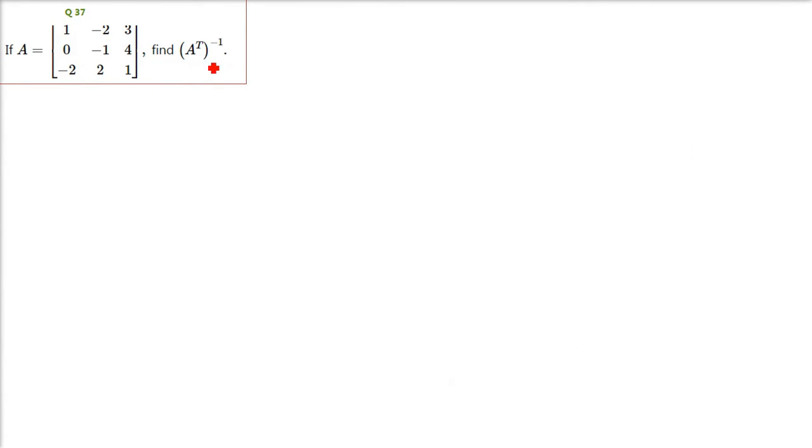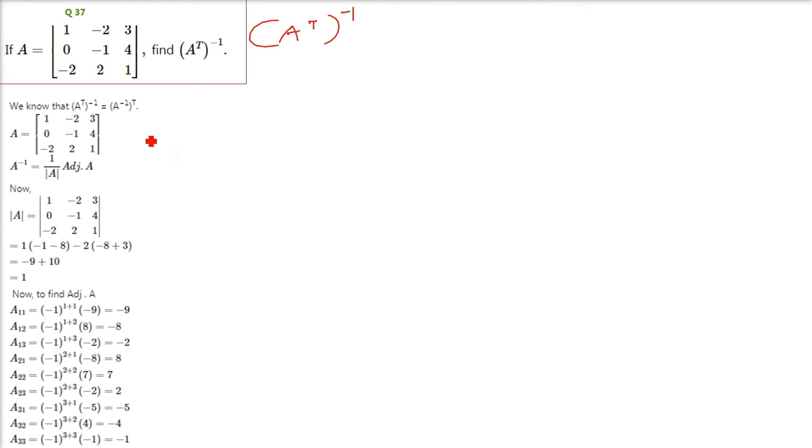This is A transpose inverse. There is a property which we discussed earlier: A transpose inverse is equal to A inverse transpose. So first we will find out the A inverse, and then whatever the result is, we will take the transpose of it. A inverse is nothing but adjoint of A divided by the determinant of A.